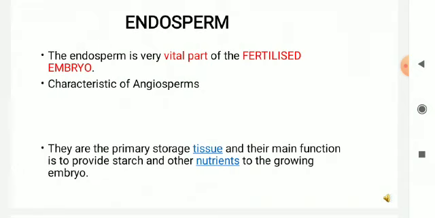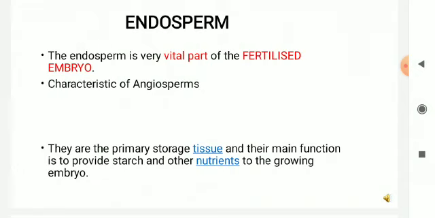Endosperm is actually the primary storage tissue which is present in the developing seed. It is one of the most vital parts of the fertilized embryo, because it provides nourishment to the developing embryo. Without endosperm, the embryo cannot develop into a new seedling or a new plant.